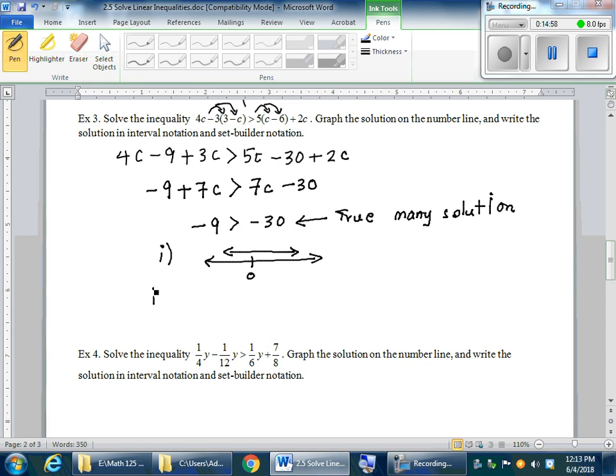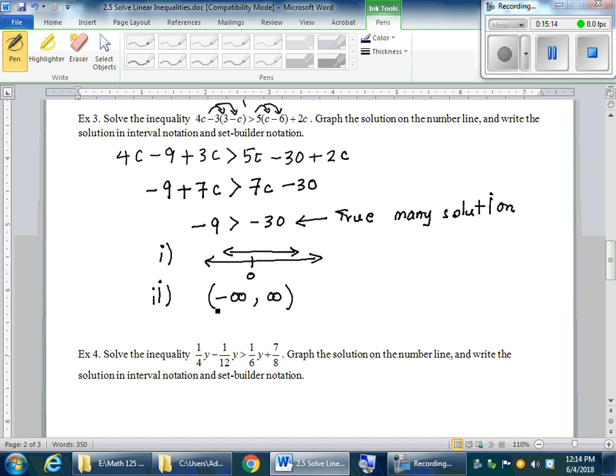Interval notation: according to the graph, you can see that it goes to negative infinity and all the way to positive infinity. And since it's infinity, we use parentheses. So that's how we represent many solutions in interval notation.